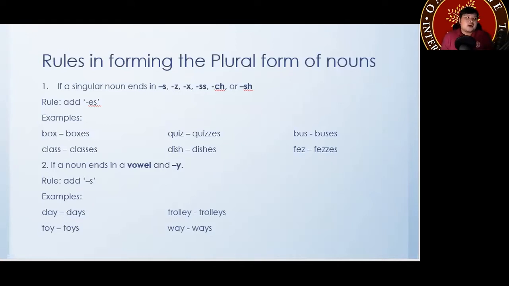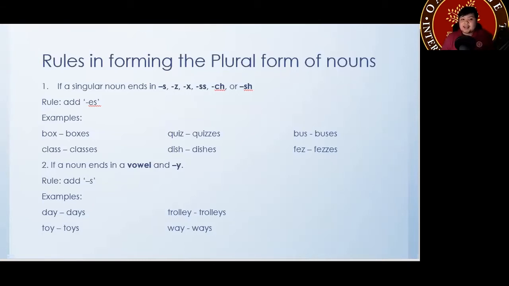If you are familiar with the animated series of Aladdin on Disney, the monkey, Abu, that's what he's wearing, a fez. That red hat, that's a fez. All right, so those are different ways of making a plural noun with those that end in s, z, x, double s, ch, or sh.